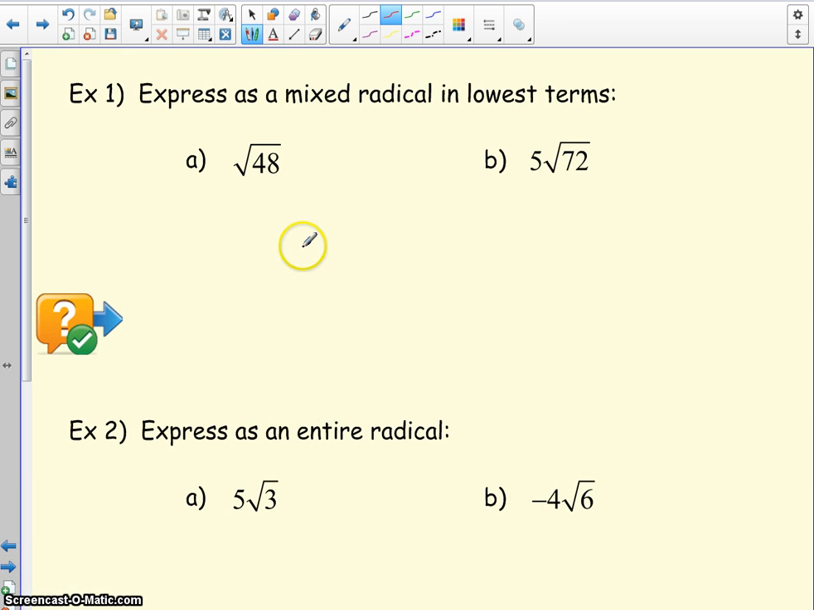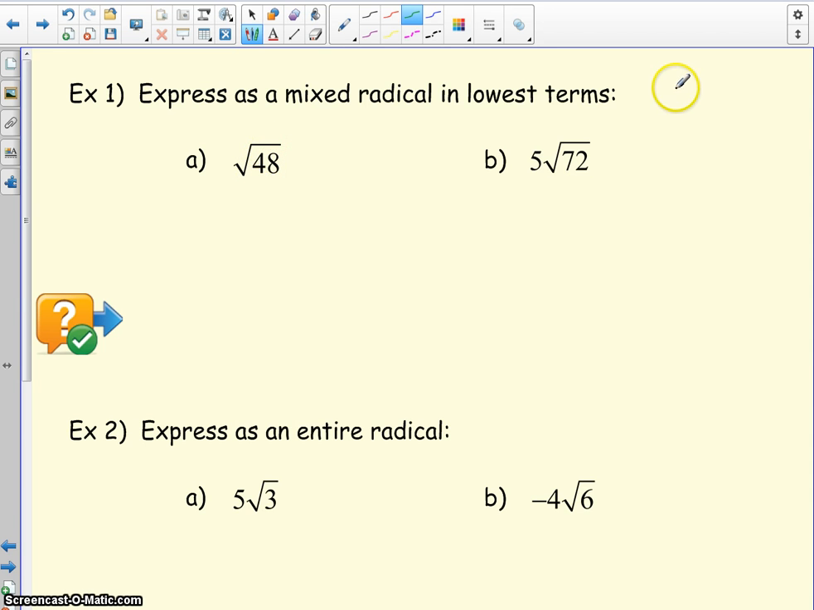Alright, so I'd mentioned going from entire radicals to what we call mixed radicals. When we want a mixed radical, that means we want what's underneath the square root to be as small as possible. So this is what we call an entire radical. It's just one giant number underneath the square root. To put this in lowest terms, we're going to try and find the largest perfect square that is a factor of 48.